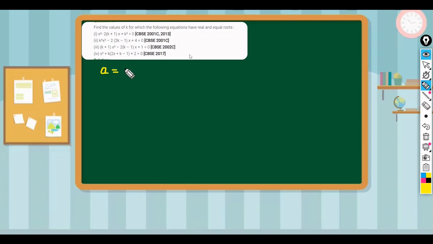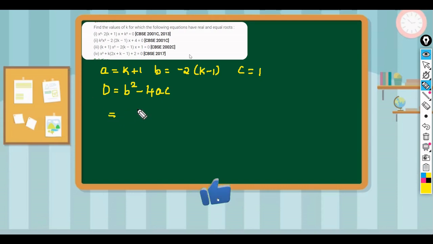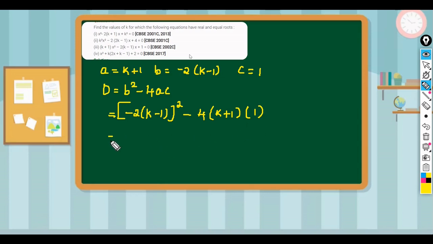Students, in the third question, I have a is equal to k plus 1, b is equal to minus 2k minus 1, and c is equal to 1. Let's put these in the formula: d equal to b square minus 4ac, and find d. What is b? Minus 2k minus 1. No, it's not 2k. What is b? Minus 2 into k minus 1. So I will write minus 2 into k minus 1 whole square, because b square I have, right? Then minus 4 into a. A is k plus 1 and c is 1.